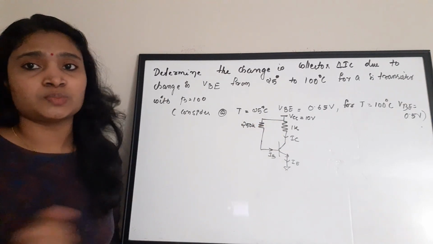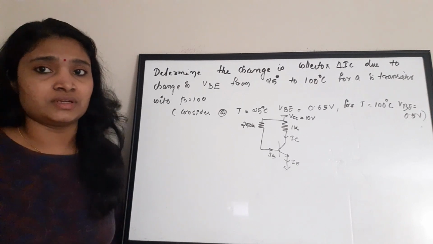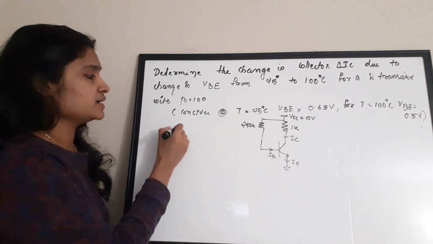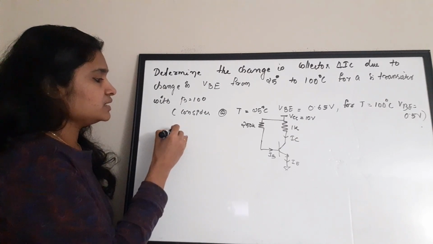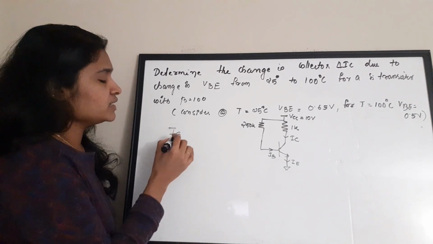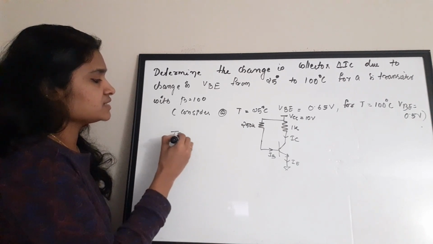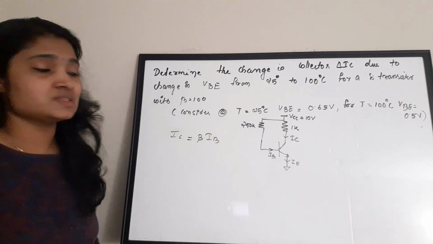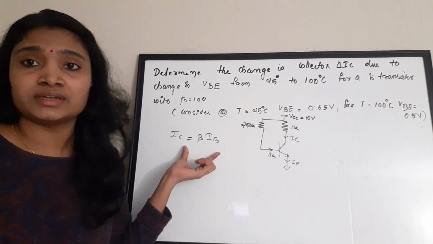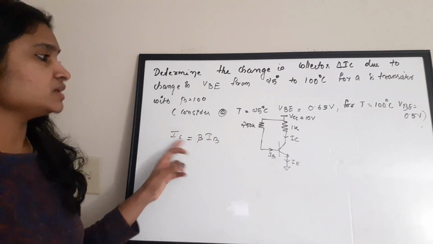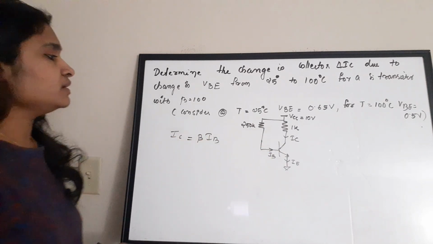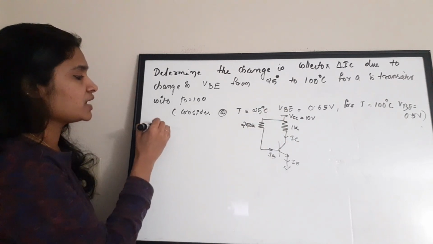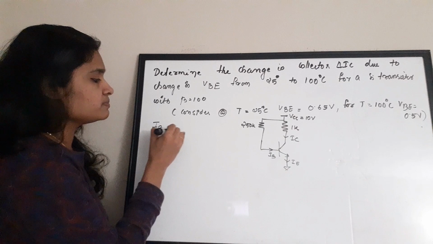Now how to approach this problem? This is a common emitter configuration. So we know that the base current, that is IB, follows a relation with IC, that is IC is equal to beta times IB. So this is the relation for common emitter configuration of a transistor, that is the bipolar junction transistor. And from this circuit, what is the equation for IB? That is, what is the equation for the base current?